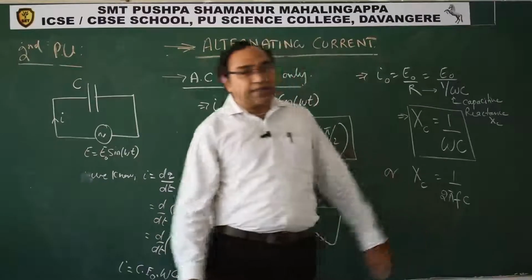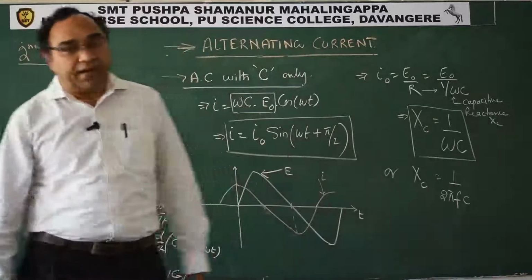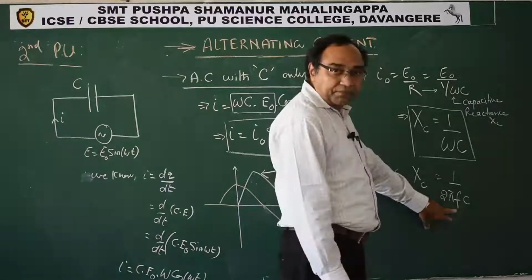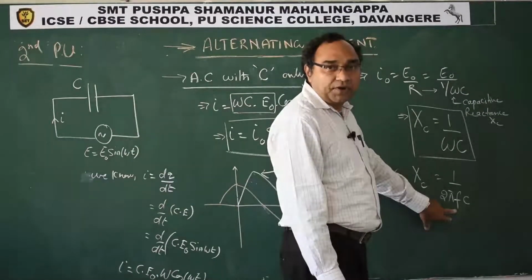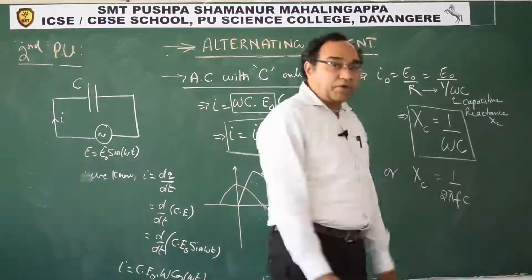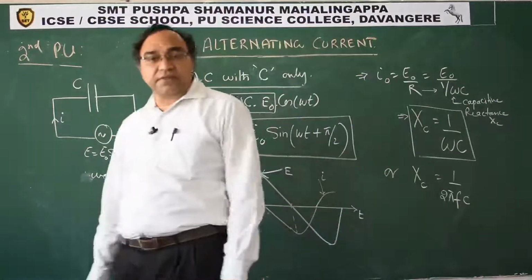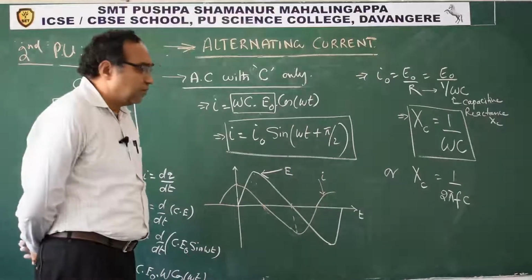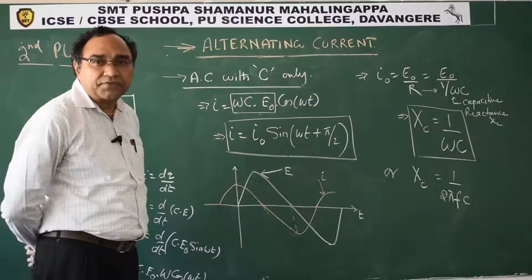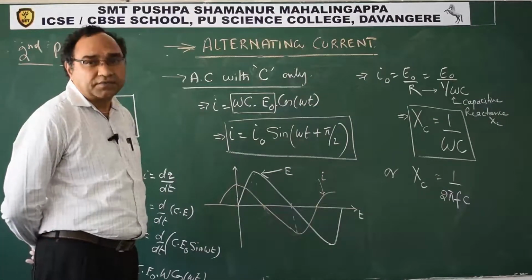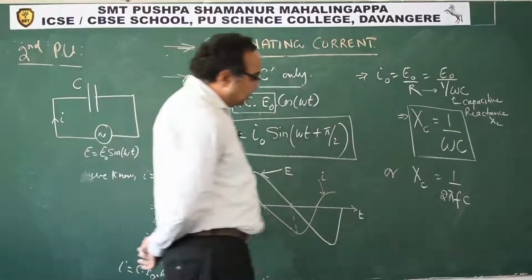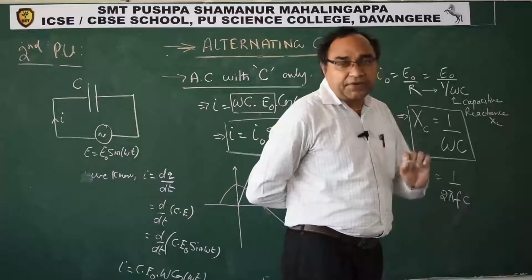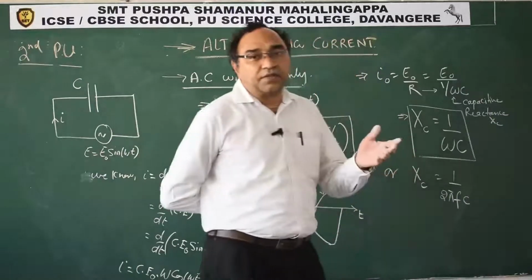Now, if we say that we have a DC circuit, if a DC is there, what will be the value of F? The value of F is 0 for a DC. So the capacitor will offer infinite resistance. Very simple to say, infinite resistance. What is the significance of this statement? Infinite resistance means, if you connect a capacitor to a DC, you have studied this.